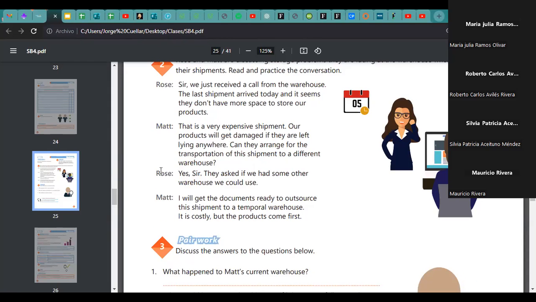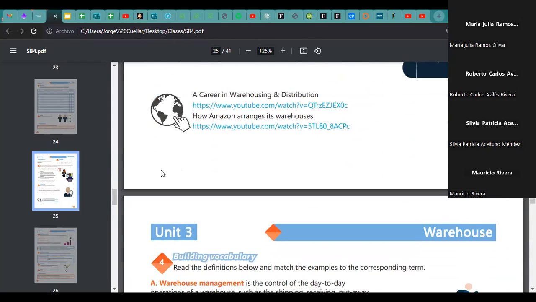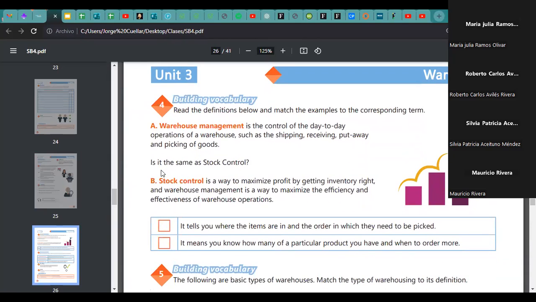So let's go to the next one. Building vocabulary says, read the definitions below and match the examples to the corresponding term. So these are the definitions, and here are the ones that you need to match. So I'm going to give you a few minutes for you to move those into that one, okay? Okay, teacher.